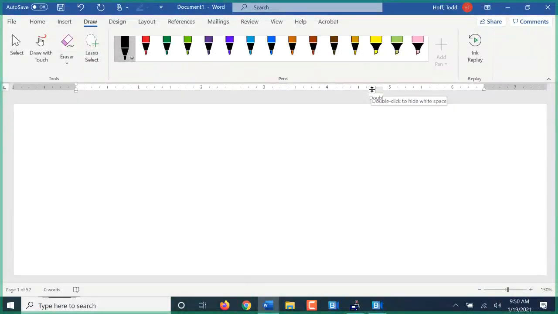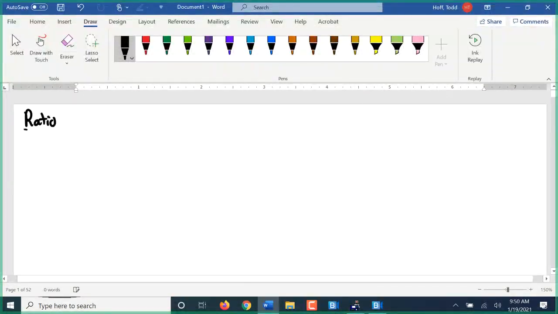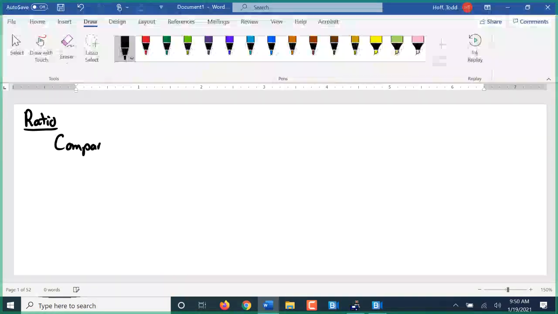So yesterday we had a little bit of a review, and we talked about our operations with measurement, setting us up for what we need to do today. And we're going to get started. We start off this class with ratios. A ratio is just a comparison between two or more numbers.